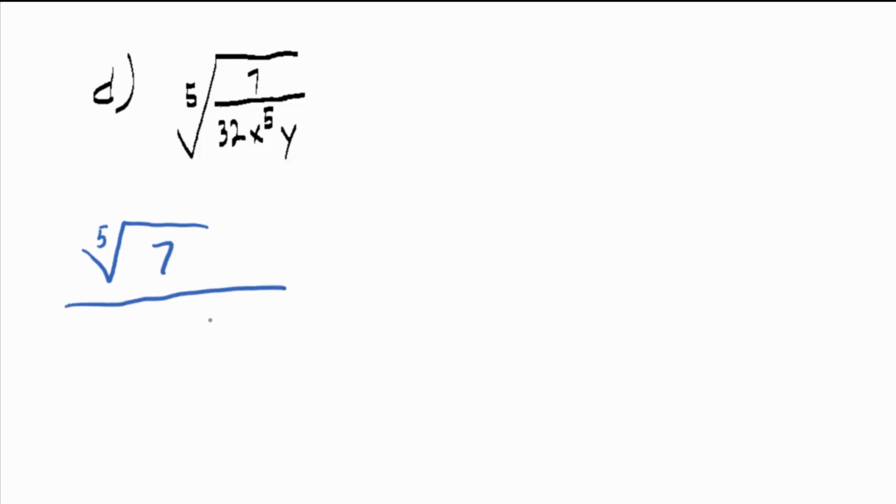and then the fifth root of 32x to the fifth y on the bottom. Now, do you notice anything about a couple of the factors in the radicand in the denominator? What about 32? How does that break down? Yeah, the 32 is 2 to the fifth, right? So 32 is a perfect fifth power. What's the fifth root of 32 then? 2. So before you try to get rid of the radical, simplify it.